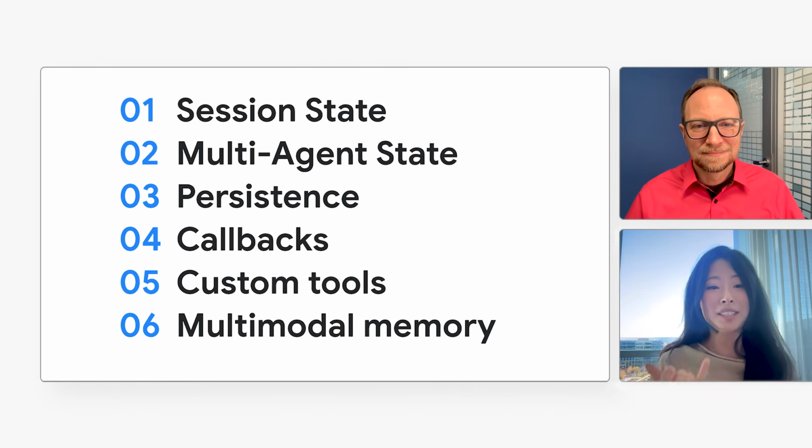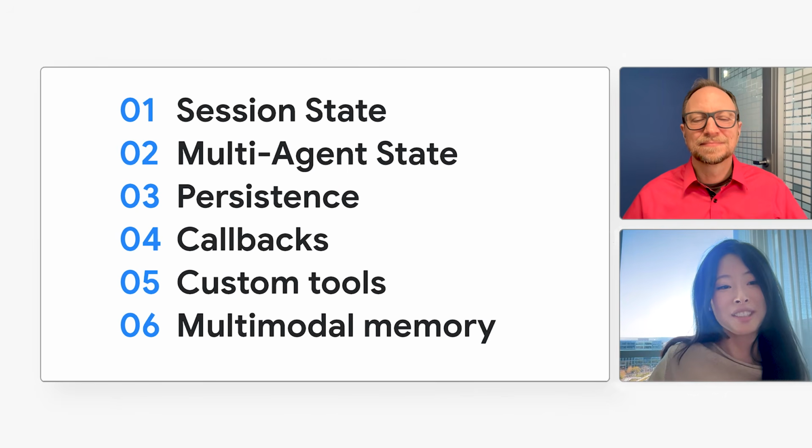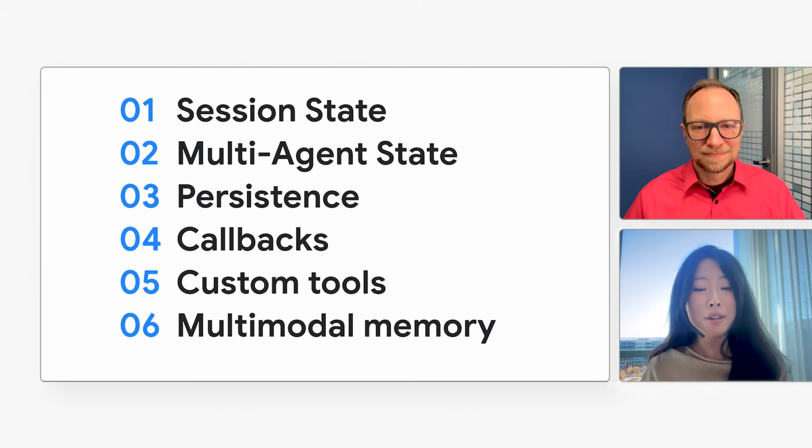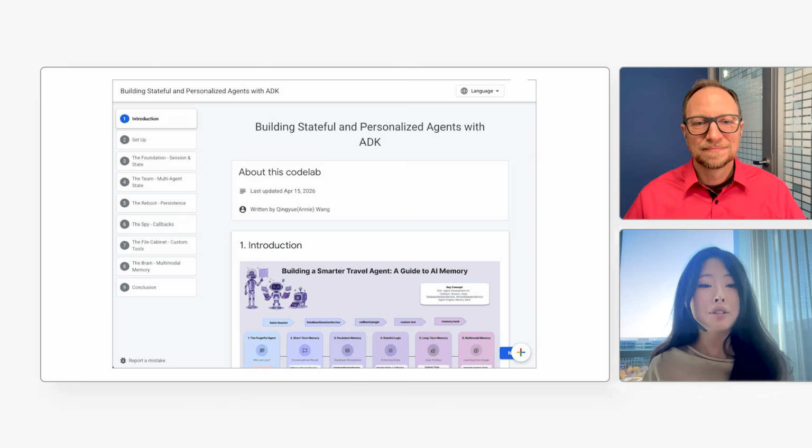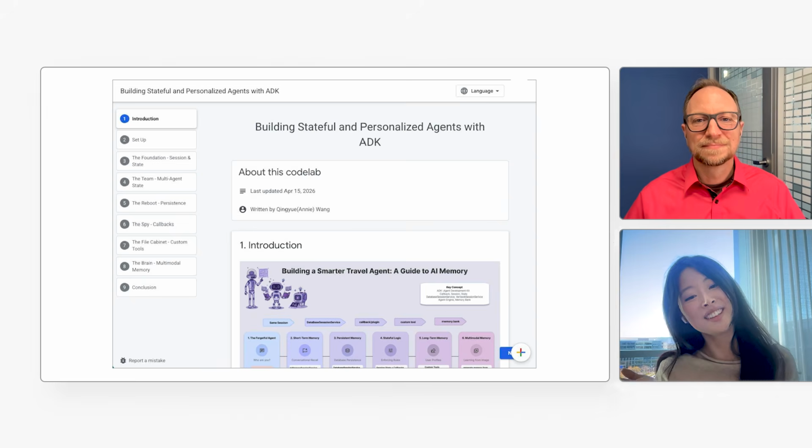And here we have 6 patterns for adding agent memories. Let's talk about each one and when you should use it. I also built a code lab for this so that you can try it out yourself. Okay, I will add a link to your code lab, Annie.